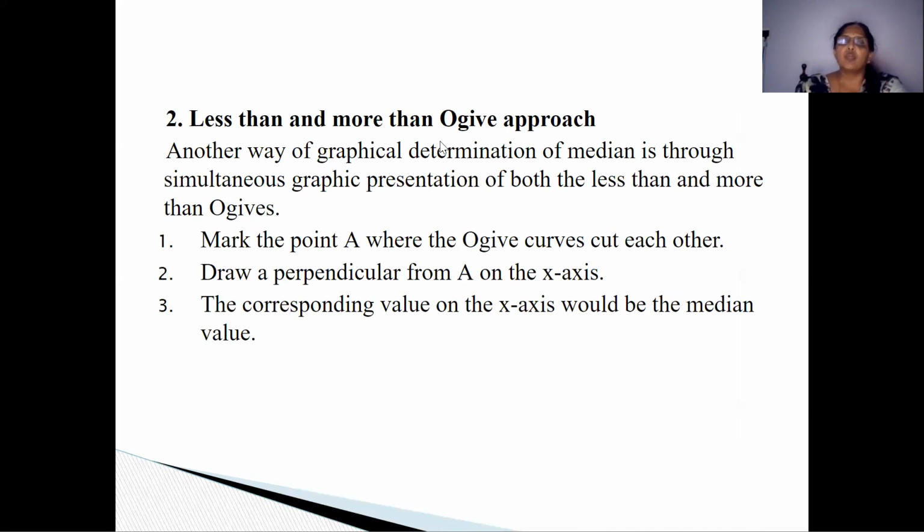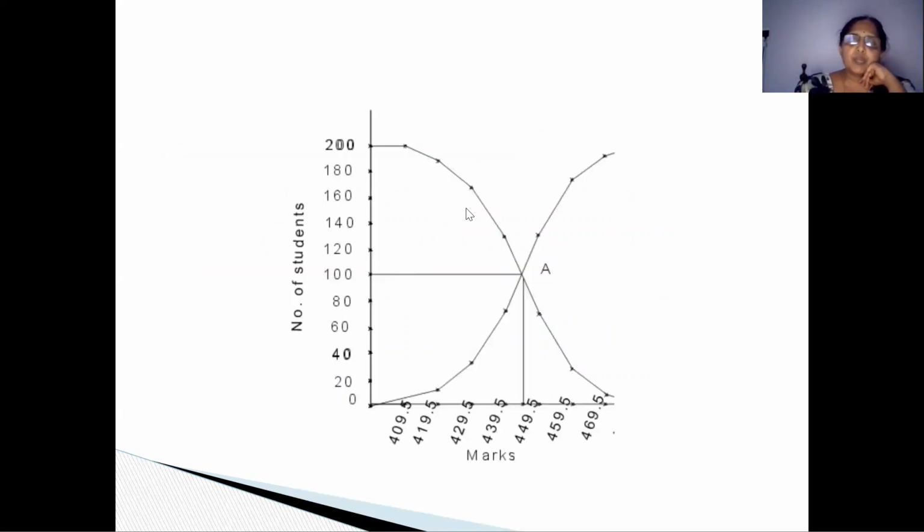Next, the less than and more than ogive curve. Under this method, we draw the two ogives, because one comes from the more than ogive and the other is the less than ogive. Where these two touch, from that point we get the median. How is it possible? Let us see. So this is the problem.